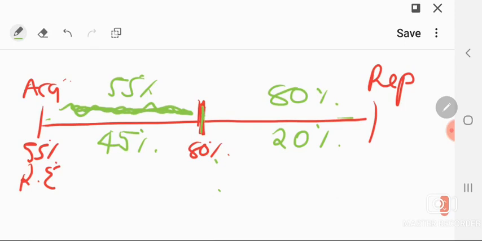So that's the video on step acquisitions. Hopefully you'll learn one or two things from this.